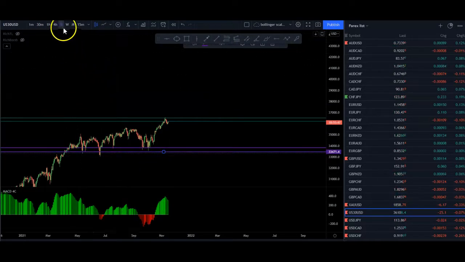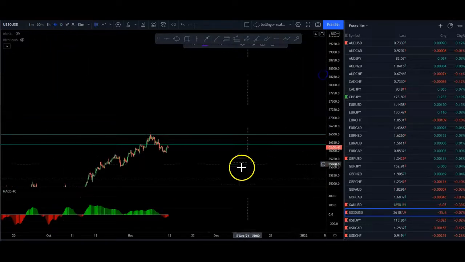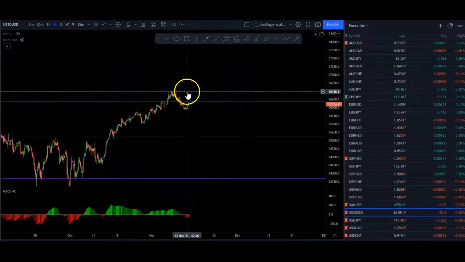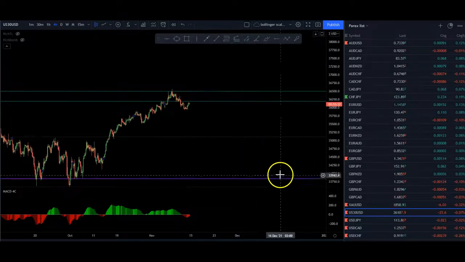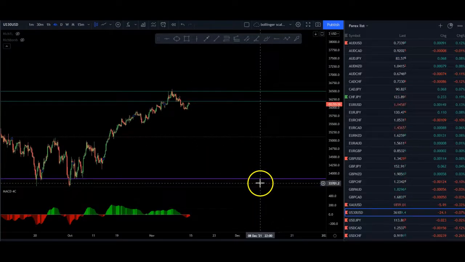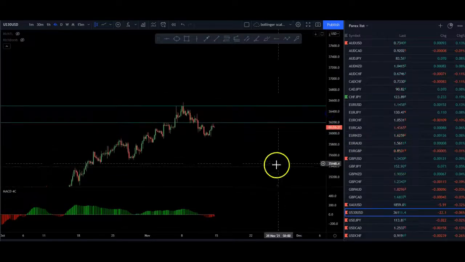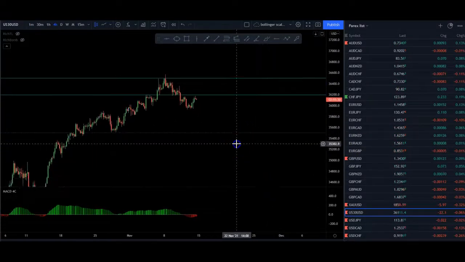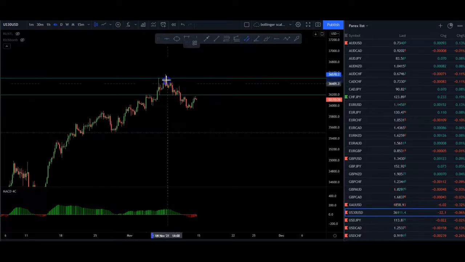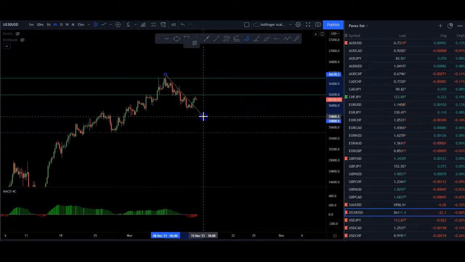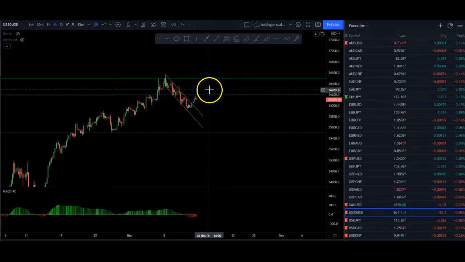Let's look at the 4-hour now. And that is a top. As a matter of fact, we marked this last week. So, the market definitely broke this channel right there. It's breaking it again to go up.